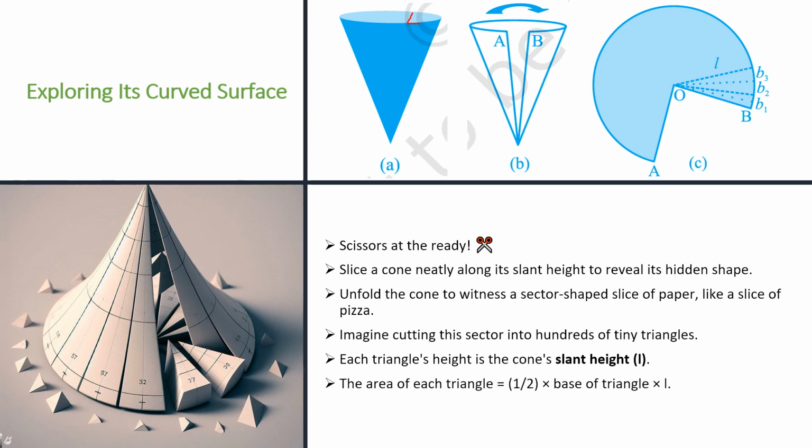Now with the formula, what is the area of the triangle? We know it: half into base into height, right? Now what is the base here? This is a base, B1 or B2 or B3, right? For example, in the first triangle, I have B1 as a base right here. Half into base B1 into height is the slant height L, because the height of a triangle is the same as the slant height of the cone. So that's the reason I'm writing it as L.